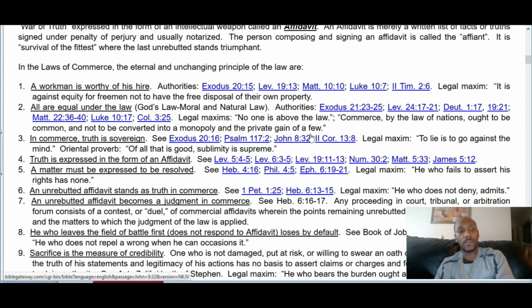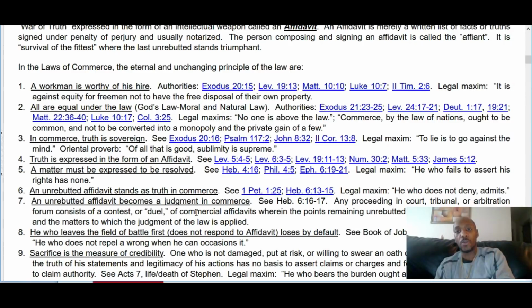Number six, an unrebutted affidavit stands as truth in commerce. He who does not deny admits. So if you don't deny it, you're admitting to your own personal guilt. That means you're silently admitting that you're guilty, upon whatever circumstance, issue, or situation that you're involved in, in commerce between another creditor or debt collector, whatever you want to call them. An unrebutted affidavit becomes a judgment in commerce.